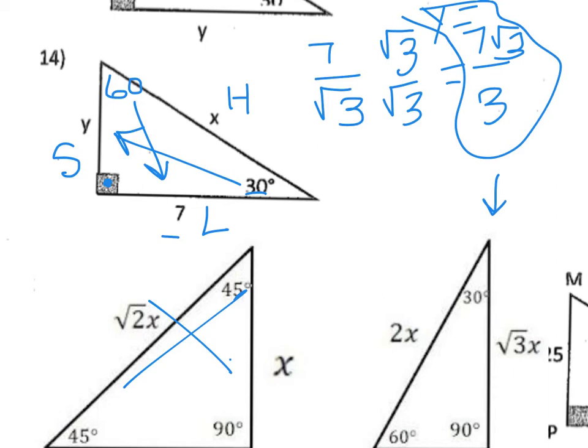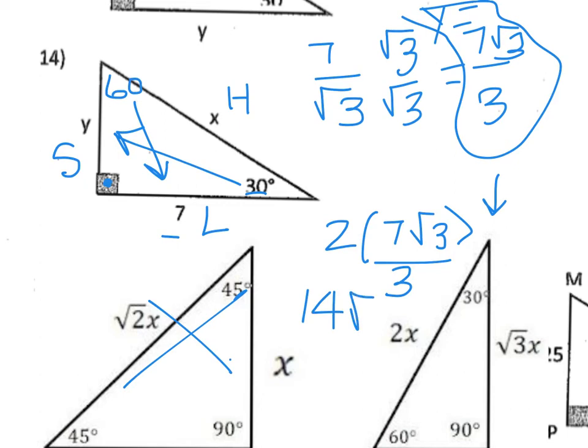So now we need to go from the short leg to the hypotenuse. So I know that I'm multiplying by something to get it to be bigger. And I am going to multiply by 2. So when I do that, I'm left with 14 radical 3 over 3, and I can't reduce that any further, so that would be my x, which is also my hypotenuse.